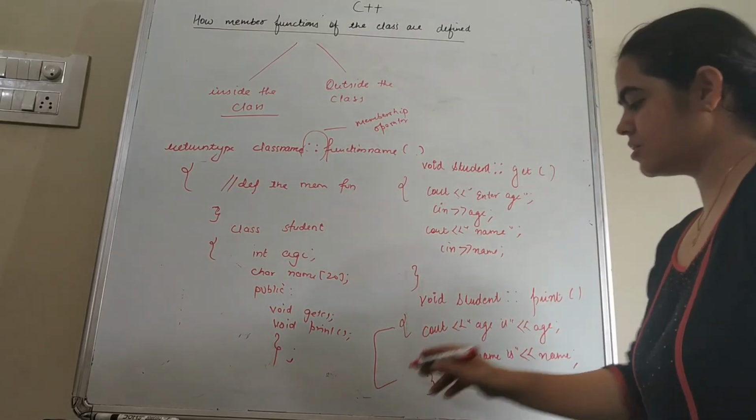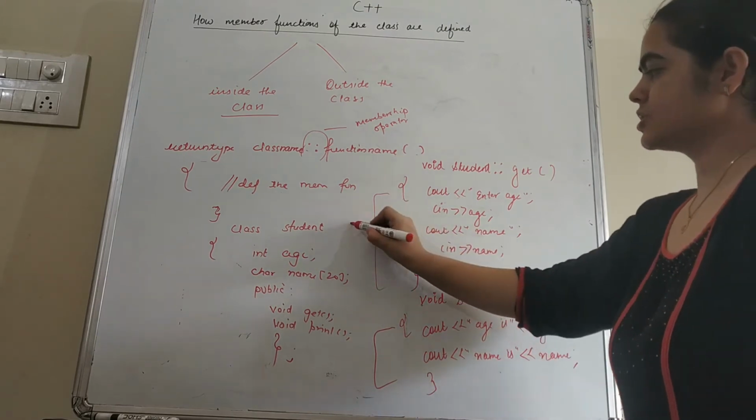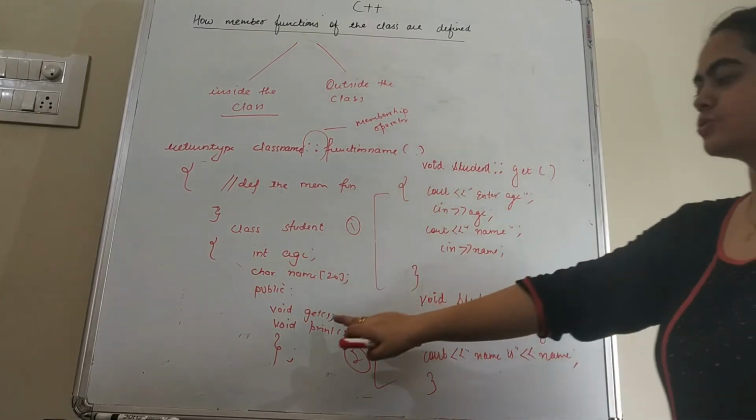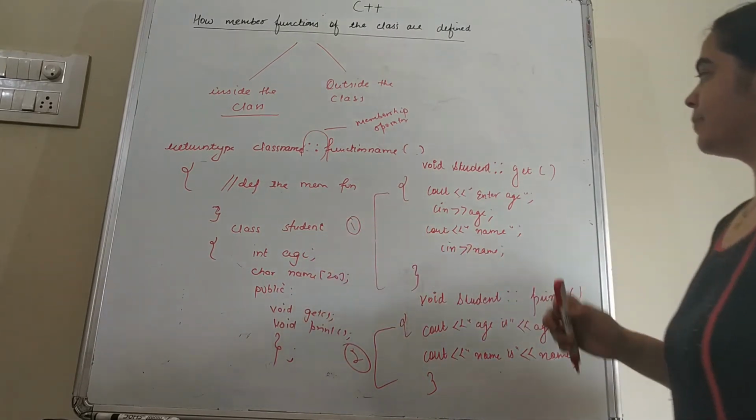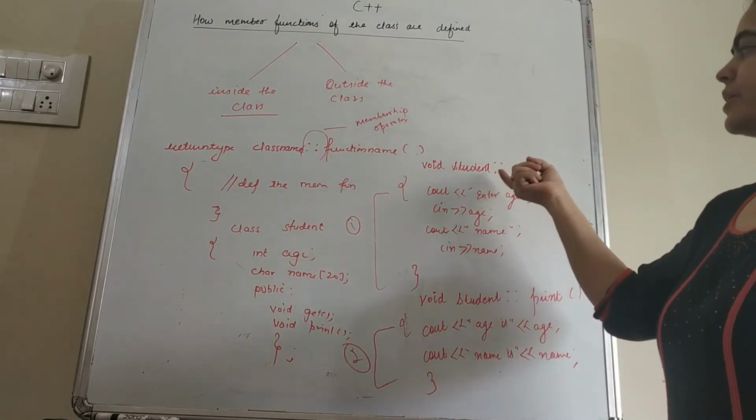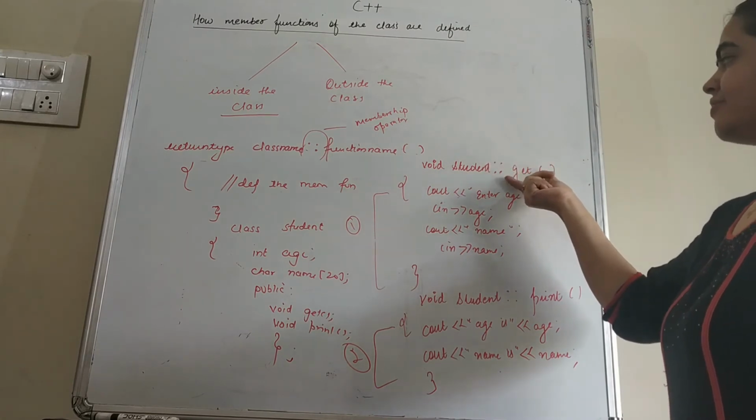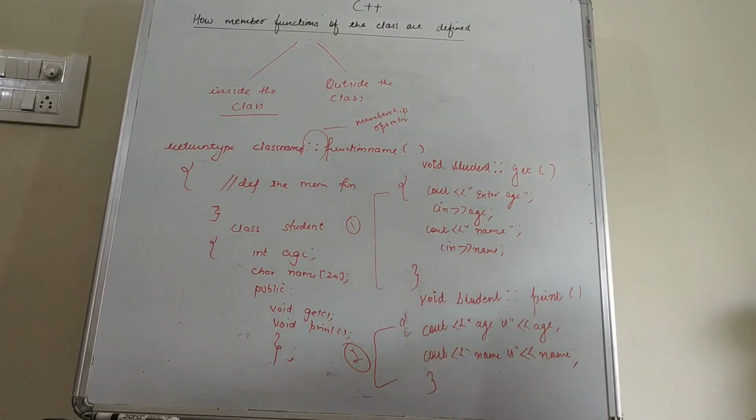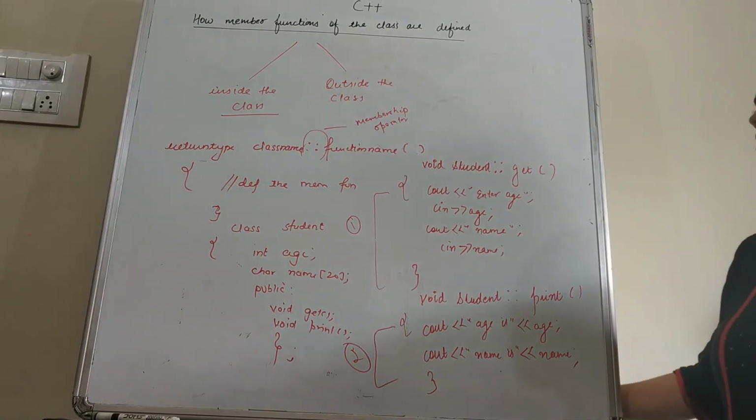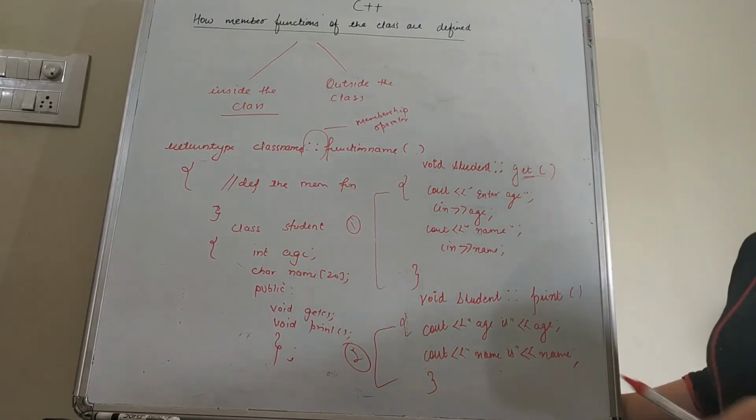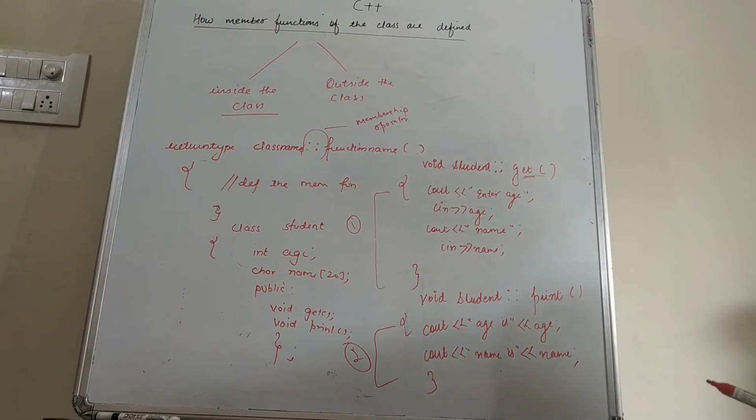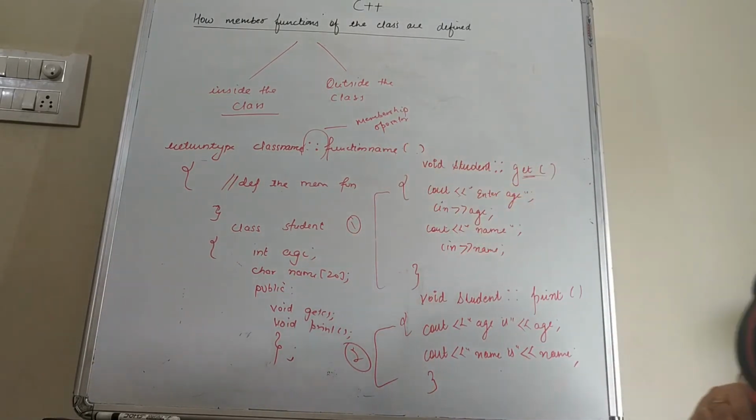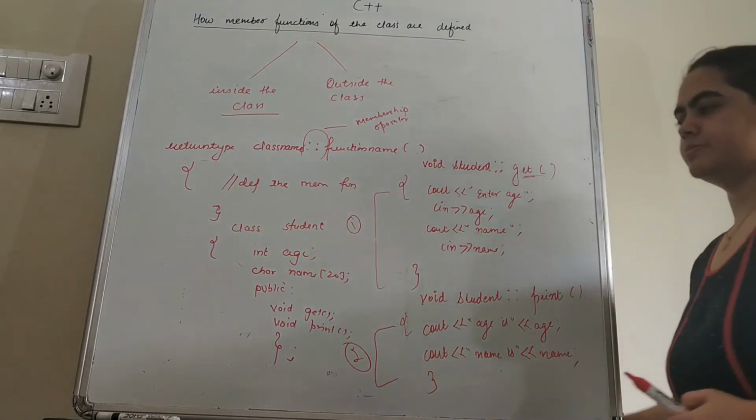So this is the first function, this is the second function. Both the functions belong to the student class. Why? Because this membership operator tells that this get function belongs to this class. If we do not write the membership operator here, then we are not able to differentiate whether this get function belongs to the student class or some other class. So students, this is about the inside the class definition and outside the class definition.